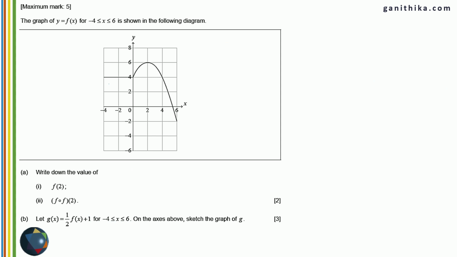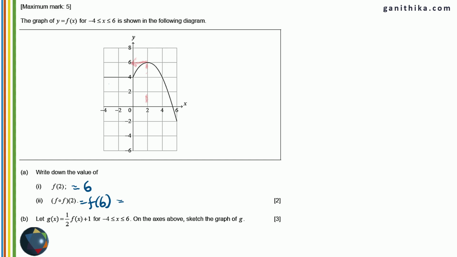In this question, the graph of f of x is given. We do not know what graph it is, but the graph of f of x is given between negative 4 and 6. We are supposed to find what is f of 2 and f composition f of 2. So it's easy to find what is f of 2. On the graph, f of 2 gives you 6. Therefore, f of 2 is equal to 6. Direct question. F of f of 2 is f of 6.